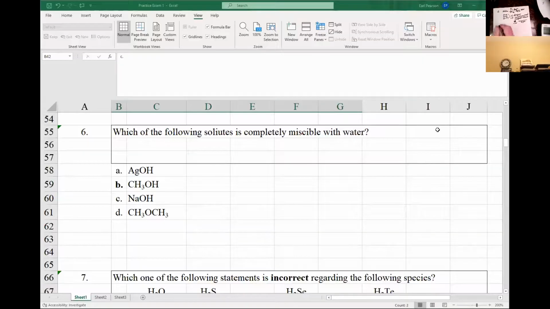And now we've got AgOH. Now this is an ionic solid, and it's a hydroxide. So solubility rule says not soluble. You might want to review those from Gen Chem 1.